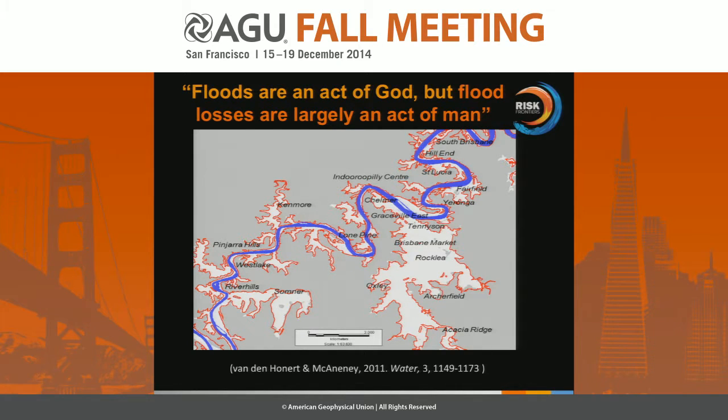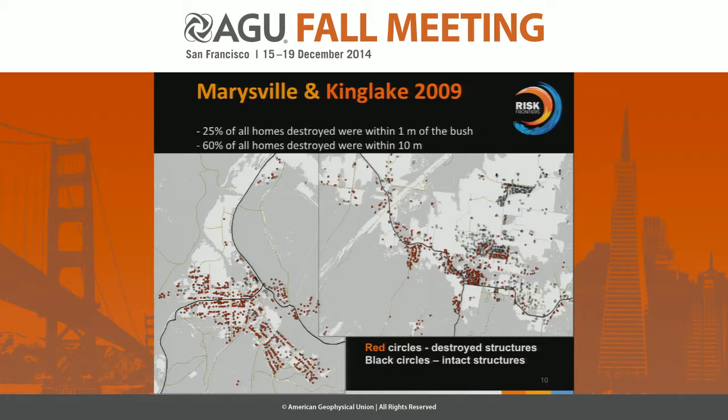And this is also true for bushfires in Australia. This shows the two most affected towns in the 2009 fires. So this is Marysville, which was almost completely destroyed, and this is King Lake. And the grey part shows you satellite imagery indicating the extension of the bushland. The red is obviously destroyed homes, and the black circles ones that survived.